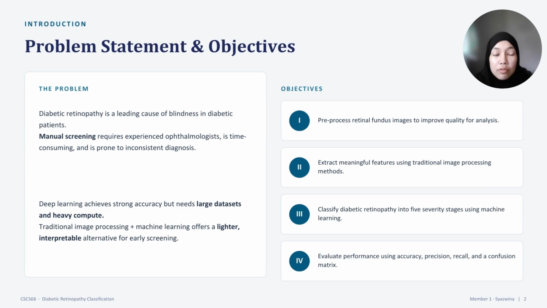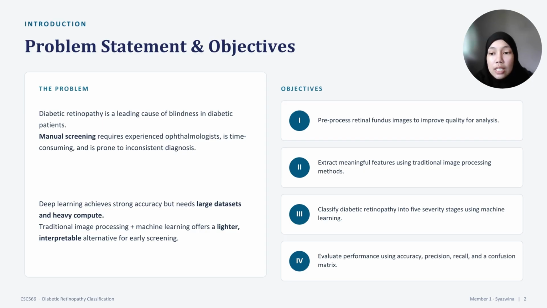Diabetic retinopathy is one of the leading causes of blindness among diabetic patients. Early detection is important because it can help prevent permanent vision loss. However, manual screening of retinal fundus images requires the experience of ophthalmologists, takes a long time, and may produce inconsistent results due to differences in human interpretation. Although deep learning can achieve high accuracy, it usually requires a large dataset and high computational power. Therefore, our project used traditional image processing and machine learning as a simpler, lighter, and more interpretable approach.